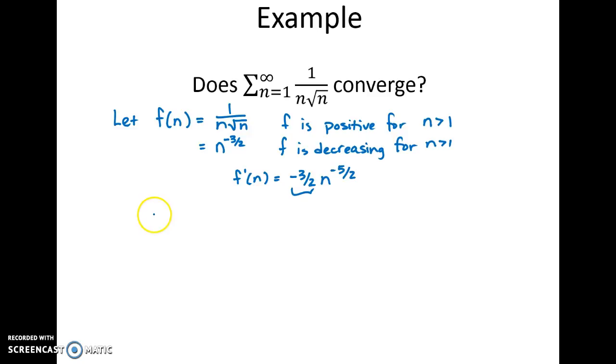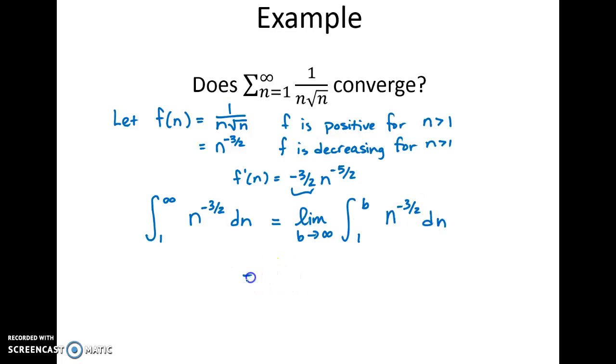And so then from there, we are going to check the integral from 1 to infinity of n to the negative 3/2, or f of n. Okay, so the antiderivative of n to the negative 3/2, we would add 1 to that. So actually we'd have to turn this into an improper integral, or it is an improper integral, so we have to turn it into a limit. And then we take the antiderivative, but it's still a limit. So that'd be n to the negative 1/2 divided by negative 1/2, evaluated from 1 to b.